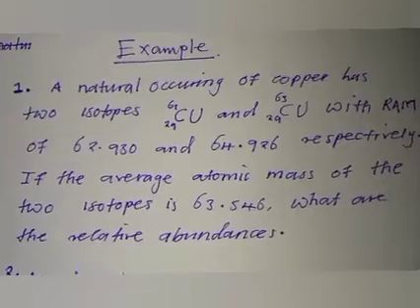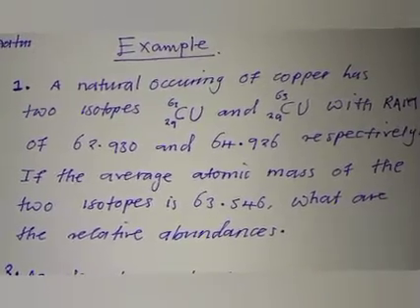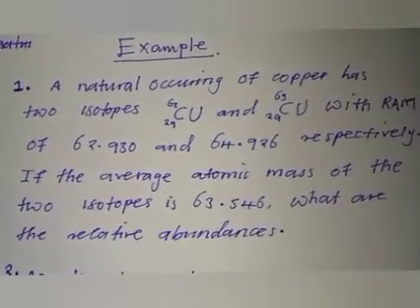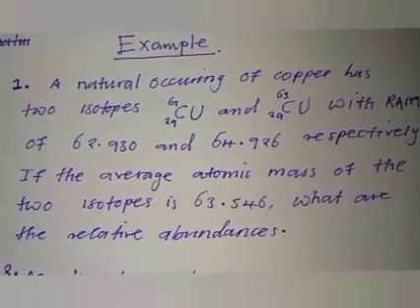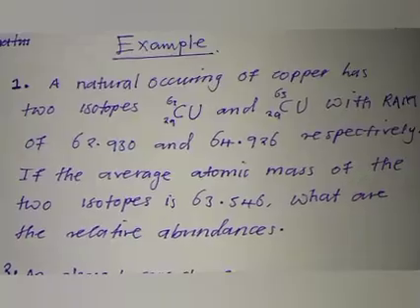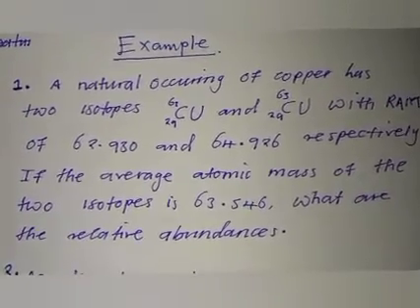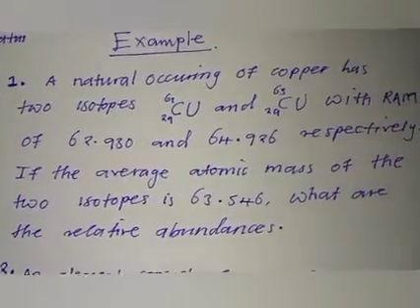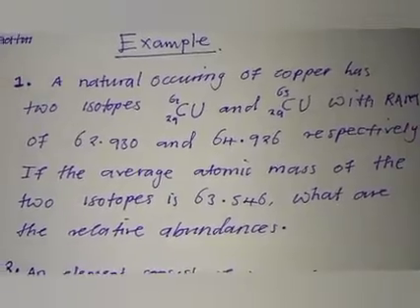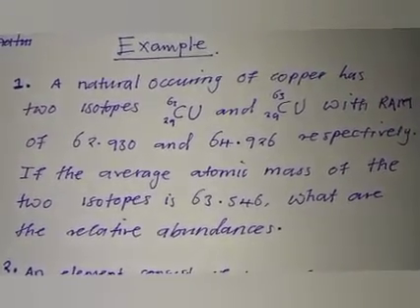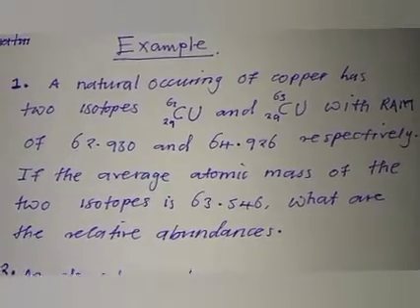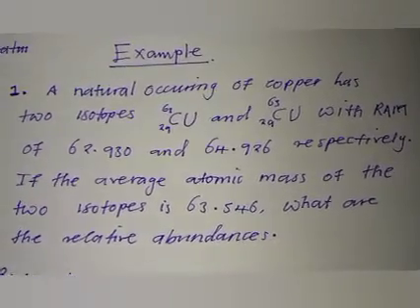So if the average atomic mass of the two isotopes is 63.546, what is the relative abundance? Meaning that they want us to find the percentage of the first isotope and the second isotope in the relative atomic mass given. Now, which formula are we going to use?